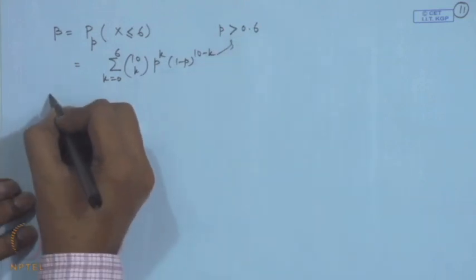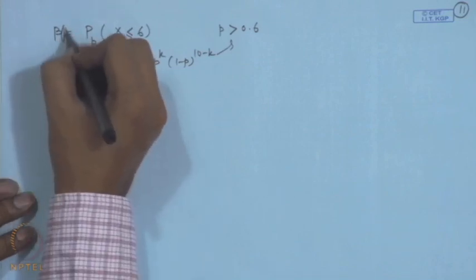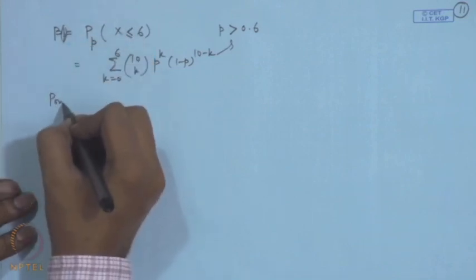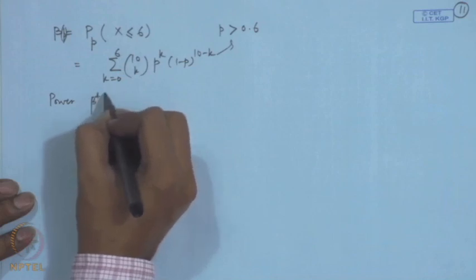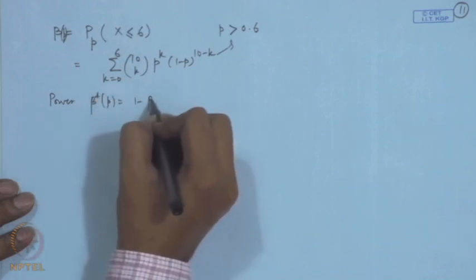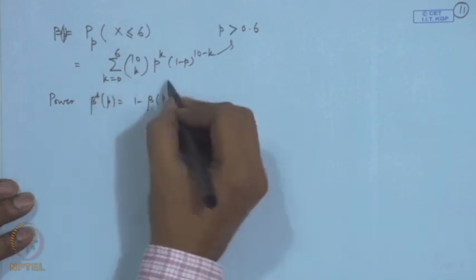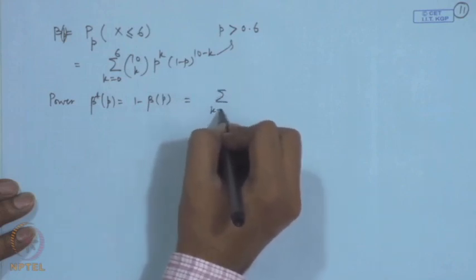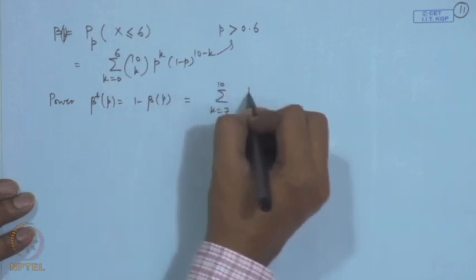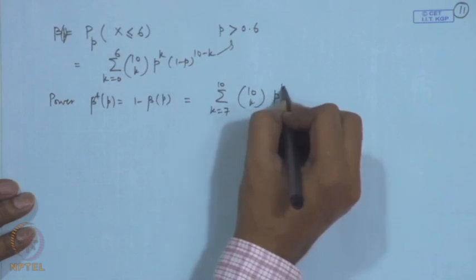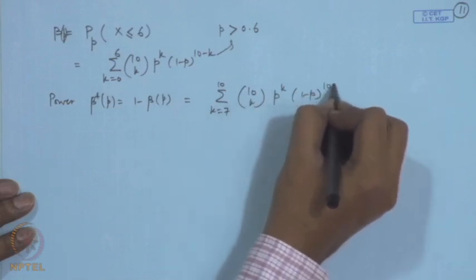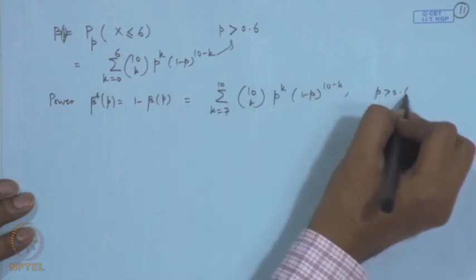If we consider the power, so this is a function of p here, and if we consider the power, that is beta star p, that is 1 minus beta p, then that is equal to sigma k is equal to 7 to 10, 10 C k, p to the power k, 1 minus p to the power 10 minus k, for p greater than 0.6.